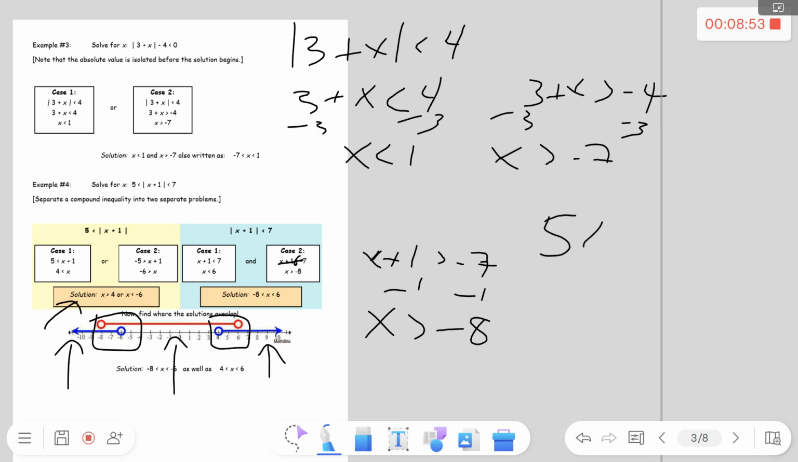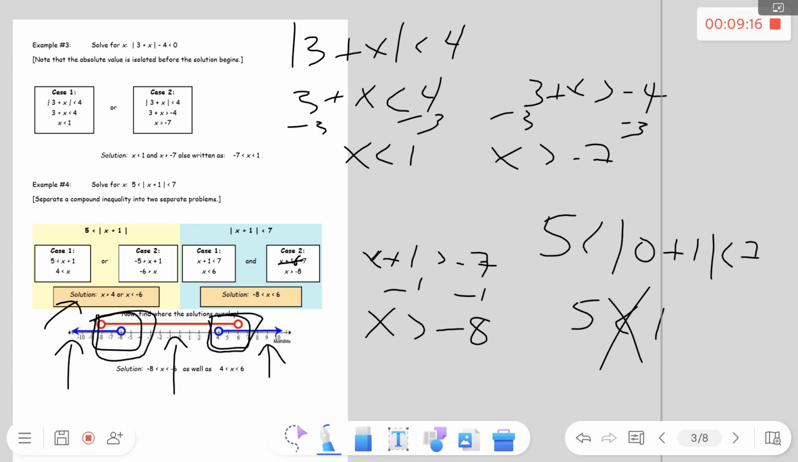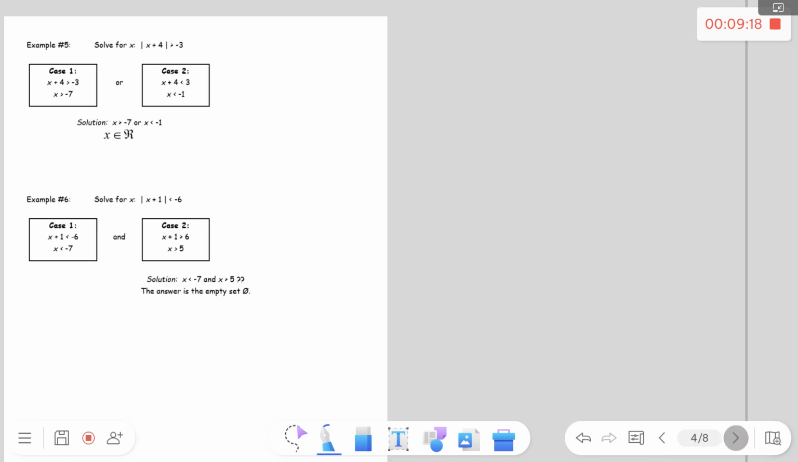Watch. 5 is less than the absolute value of 0 plus 1 is less than the absolute value of 7. 5 is not less than 1. That fails. So even though that works for less than 7, 5 is not going to be less than 1. So it has to fail. So the answers lie here and here in the overlap. And that's important. On to the next example.